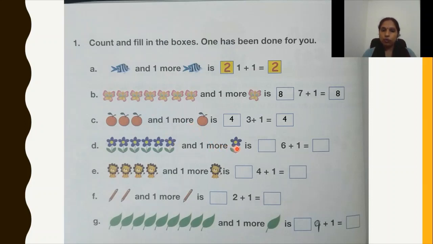We are going to add one more flower to it. So totally how much will we get? 6 plus 1 will give you 7 flowers. Yes, 6 plus 1 gives you 7 flowers.